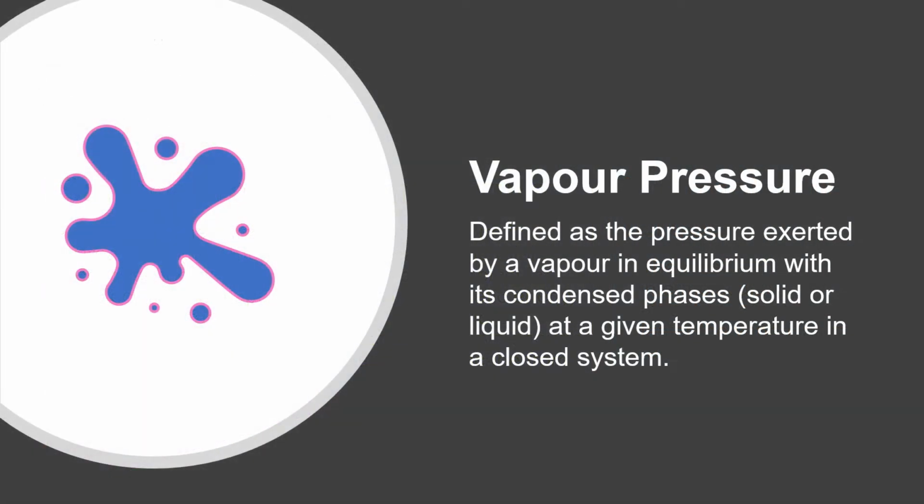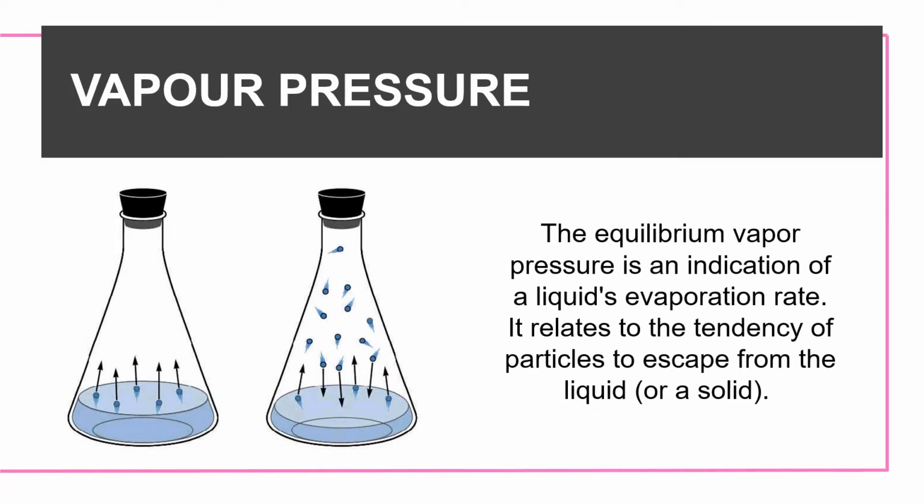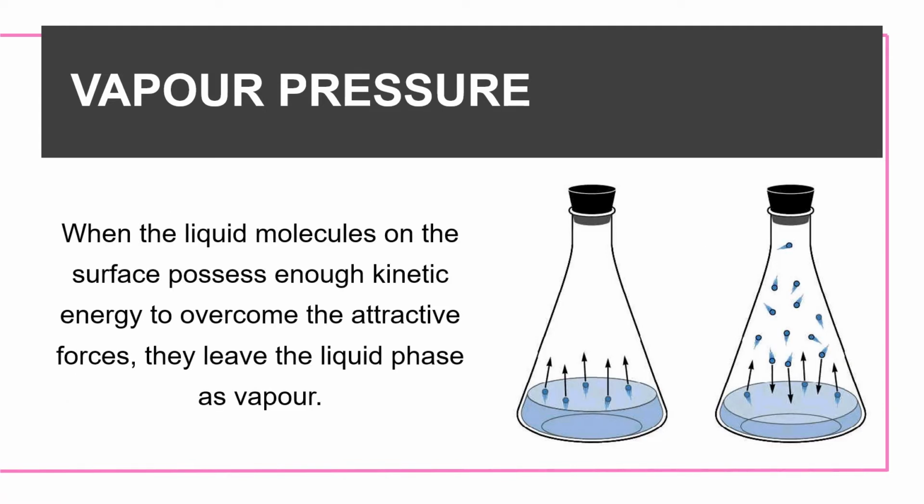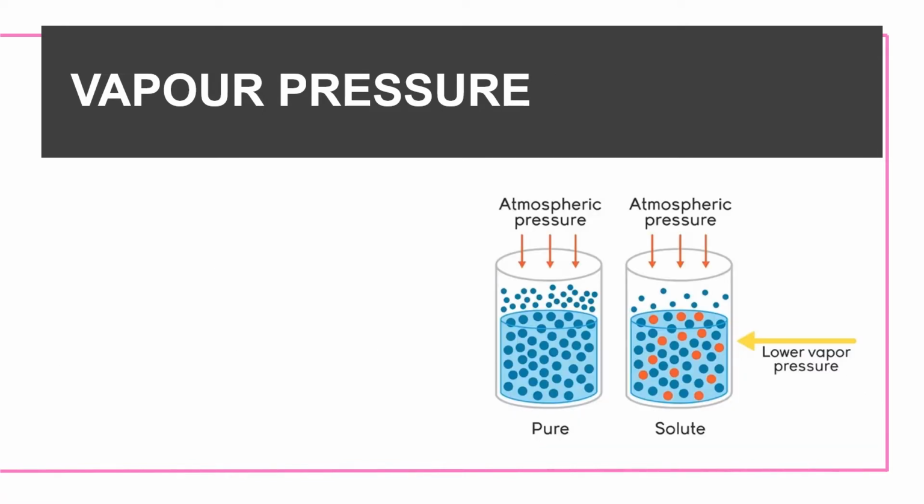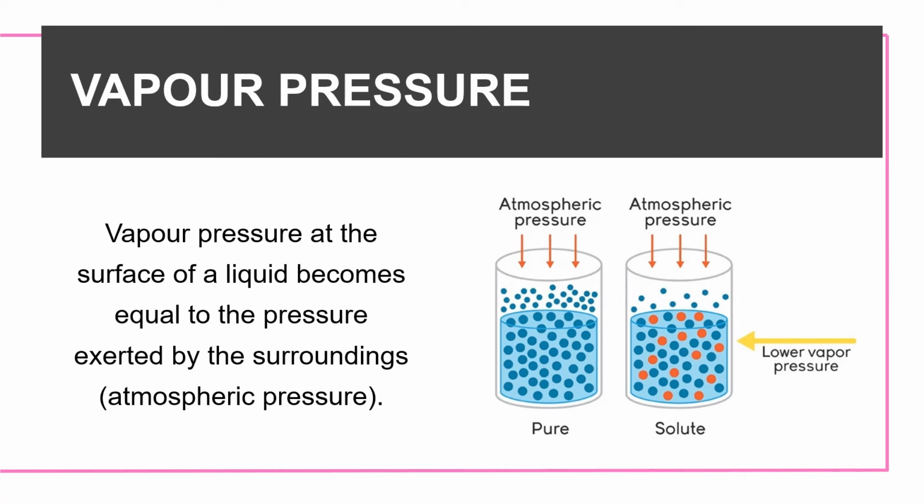Vapor pressure can be defined as the pressure exerted by a vapor in equilibrium with its condensed phases, which may be solid or liquid, at a given temperature in a closed system. The equilibrium vapor pressure is an indication of a liquid's evaporation rate. It relates to the tendency of the particles to escape from the liquid or solid. When the liquid molecules on the surface possess enough kinetic energy to overcome the attractive forces, they leave the liquid phase as vapor. Vapor pressure at the surface of a liquid becomes equal to the pressure exerted by the surroundings, which is known as atmospheric pressure.